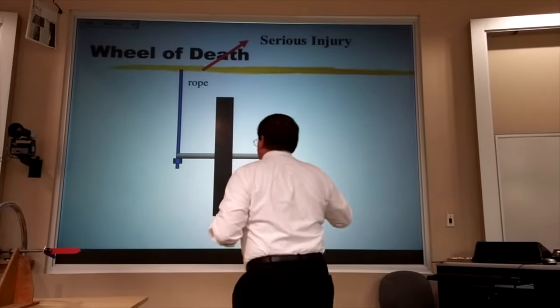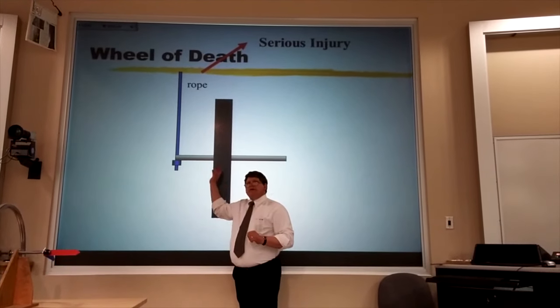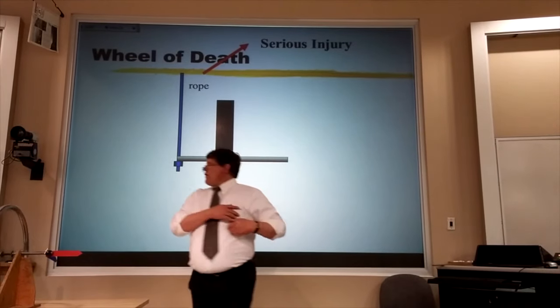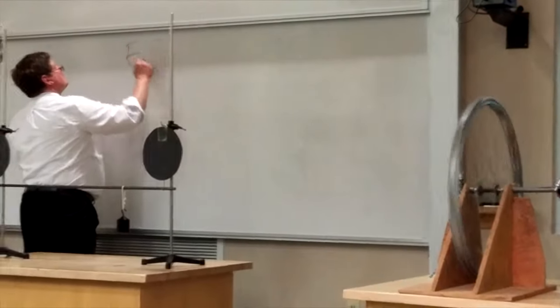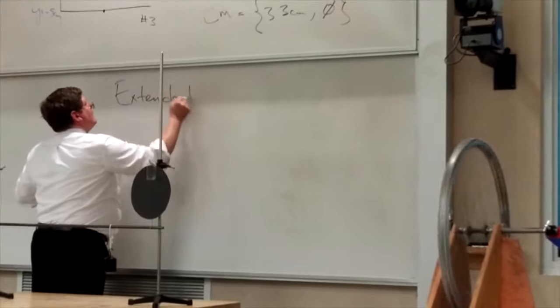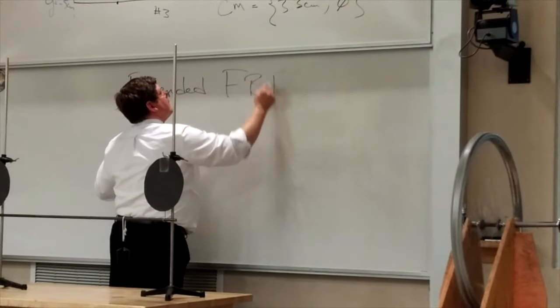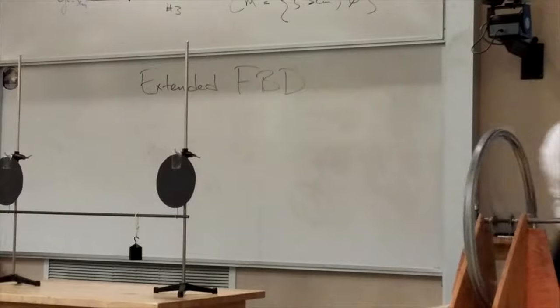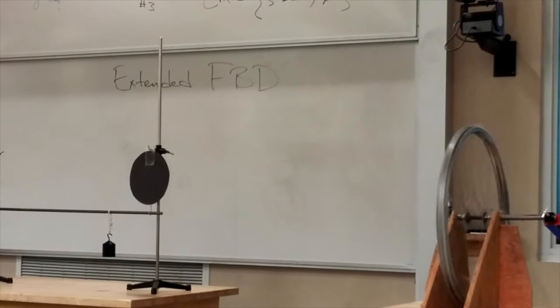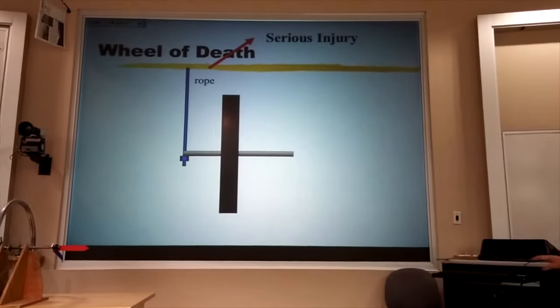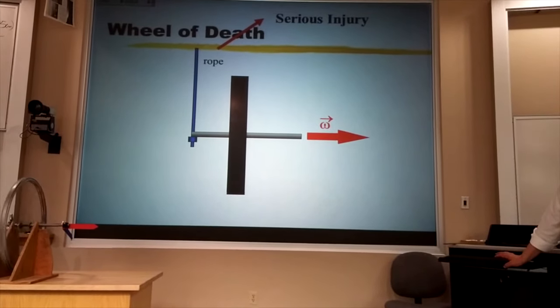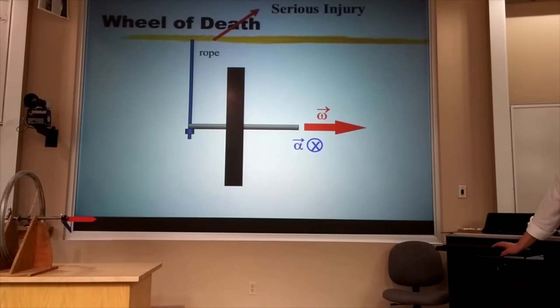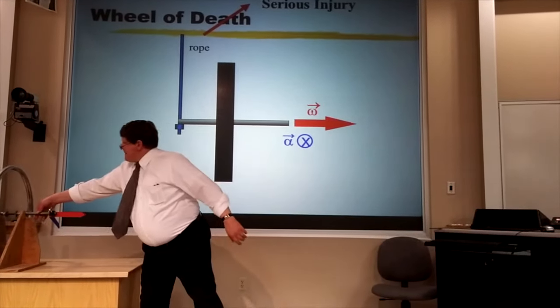But when we deal with torque, we very much care about where the forces are applied. So we draw what's called an extended free body diagram. And we draw the object as it appears. And we put on that object the forces where they are applied. Now, in this case, our omega vector is the red arrow pointing towards the open door. The blue vector is the alpha vector pointing away from you.